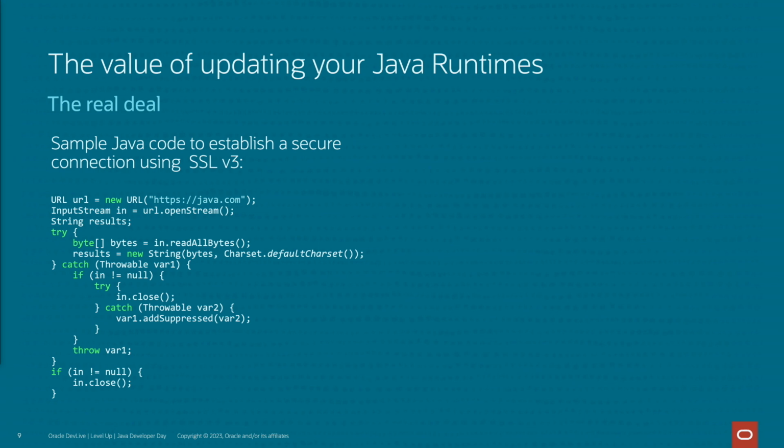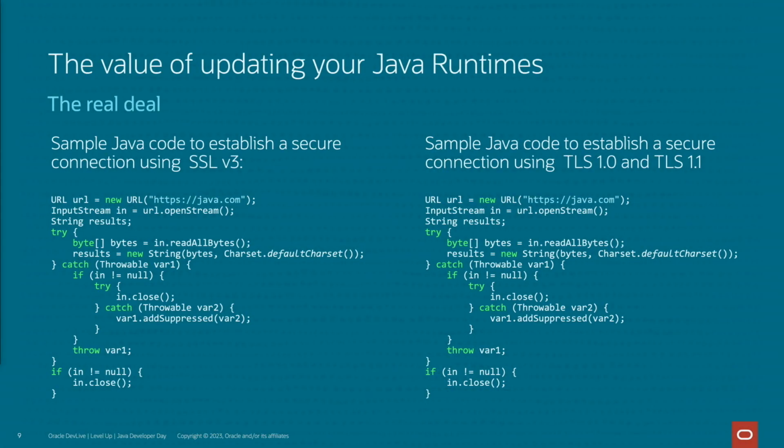My favorite example is crypto algorithms. Now, here's some sample code. You're not supposed to try to understand it. But here's some sample code that could have been written in 2014, right, to securely read the content of https://java.com using, at the time, SSL v3, which was the common encryption used for HTTPS. Now, around January of 2015, we disabled SSL v3, and we said you should now be using TLS. So here's the new code that you have to write to use TLS 1.0 or TLS 1.1.